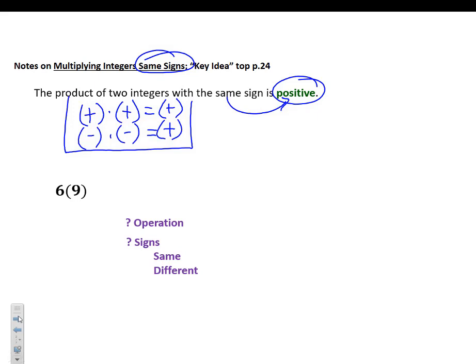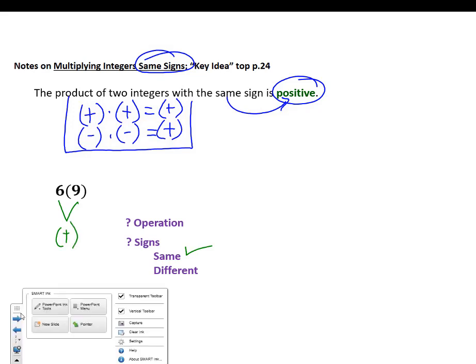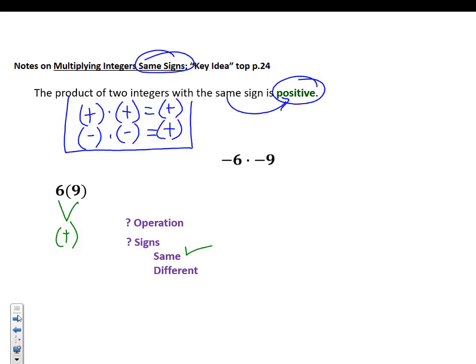So a positive 6 and a positive 9, we know that the signs are the same, so the resulting answer is positive. And if I have a negative 6 times a negative 9, again, I'm multiplying, the signs are the same, so my answer will be positive. All right? Let's do a couple examples. Go ahead and copy down from here before you move on to the first 2 examples.